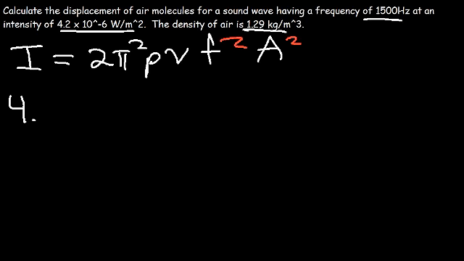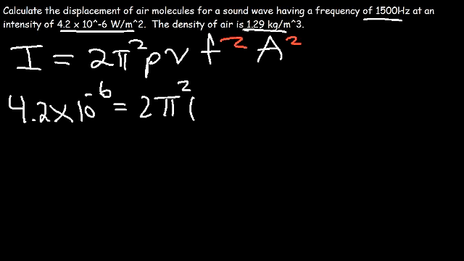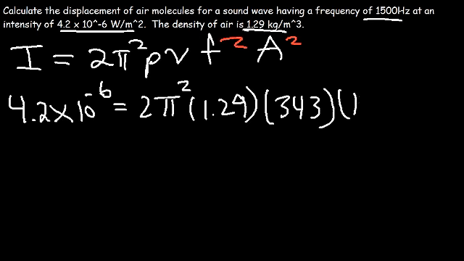So I is 4.2 times 10 to the minus 6. That's equal to 2 pi squared. The density is 1.29. That's the density of the medium in which sound travels through, in this case, air. The speed of sound in air is 343 meters per second. The frequency is 1500. Now let's solve for A.